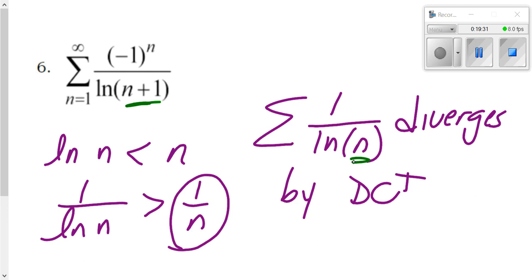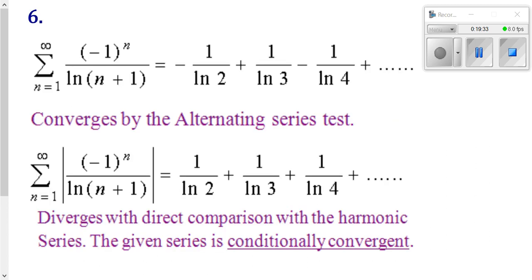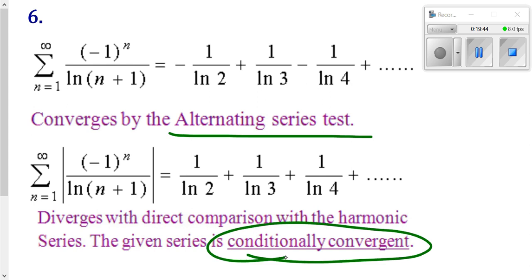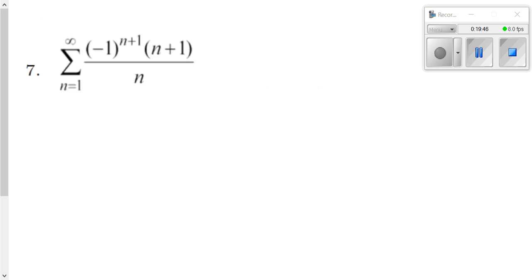So we want to check that using our alternating series test. And when we do check the alternating series test, we have terms that are positive, terms that are decreasing, and a limit of 0. So we should have conditionally convergent for number 6.